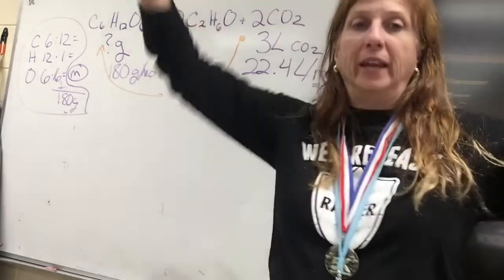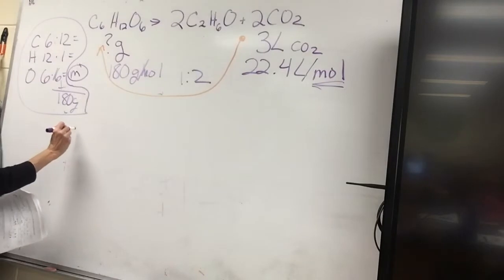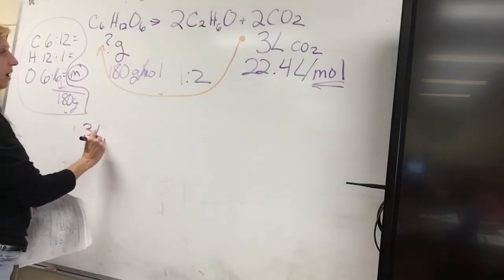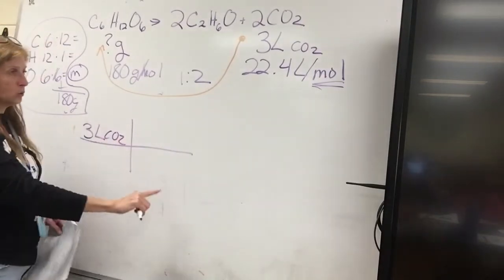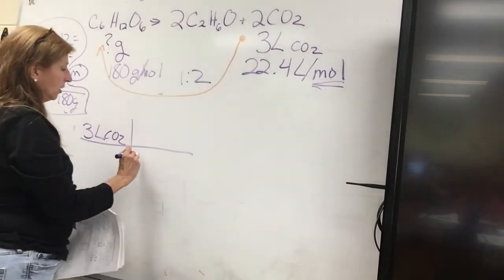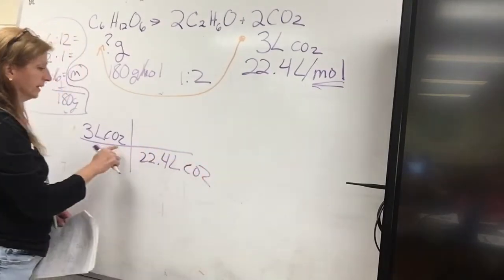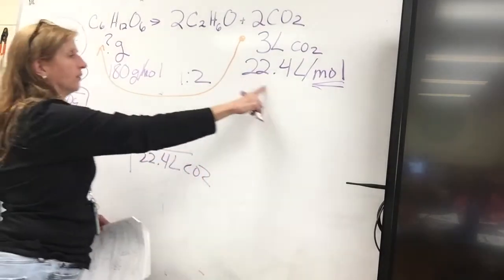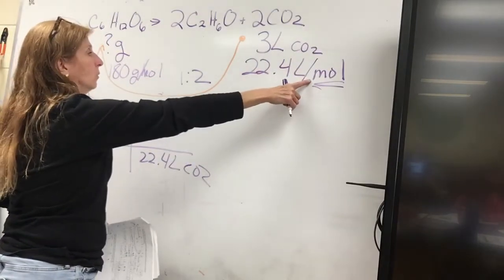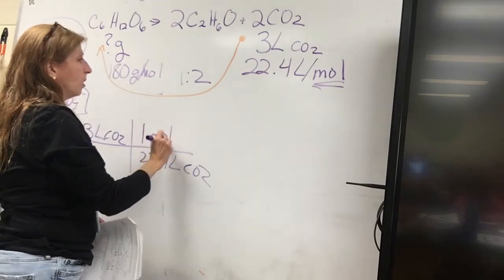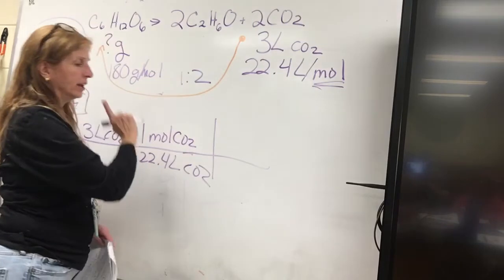And we start with what we know, which is 3 liters of CO2. So what goes down here? 22.4 liters of CO2. It's got to be liters of CO2. What goes on the other side of the fraction bar? Moles. How many? 1. 1 mole of CO2.